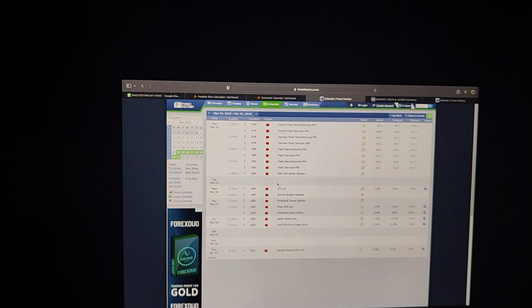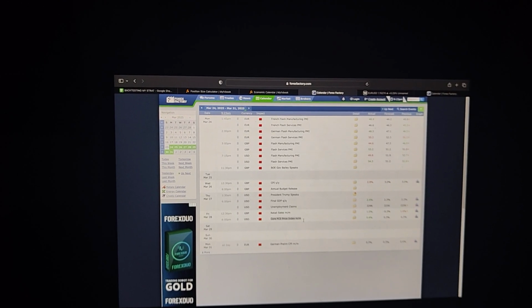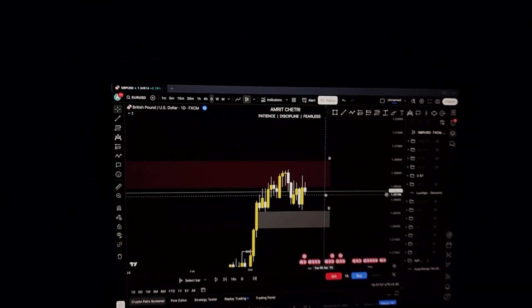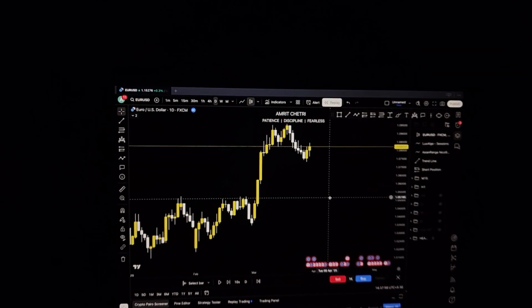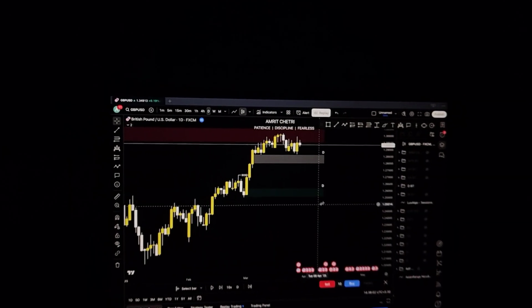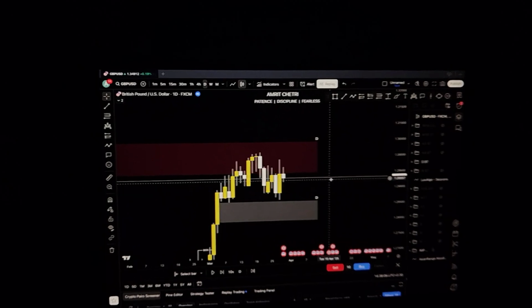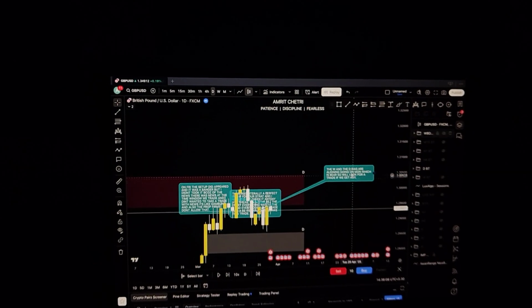Because on Friday there was both GBP and USD news, and these are the days where I trade EU rather than GU. Whenever there is GBP and USD both news, I don't trade GBP USD, I trade EUR USD, simple as that. So this was the weekly breakdown, guys.